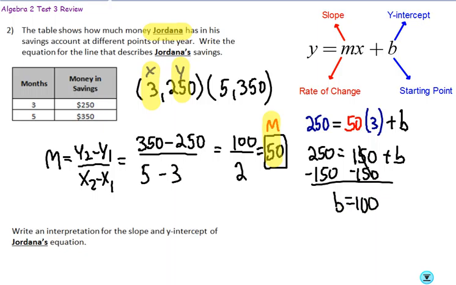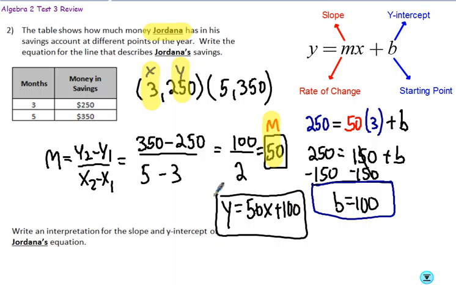So when we go to write our interpretation, what we need to say there is that her account started with $100 and then went up by $50 per month. So our equation would be y equals 50x plus 100. So that would be our answer for the first part.